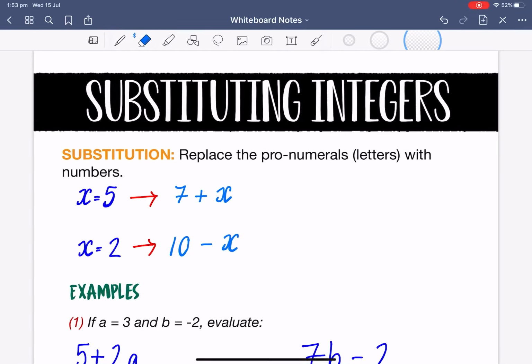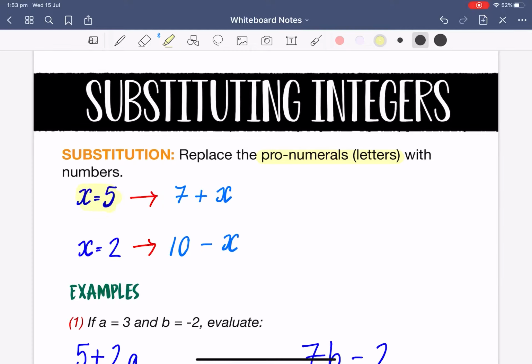In this video, I'm going to tell you how to substitute integers, okay? So substitution is simply when we replace pronumerals, which are letters, with numbers, and they're always going to tell us what to replace with. So just think of substitution as basically swapping. So look here, it says x equals 5.